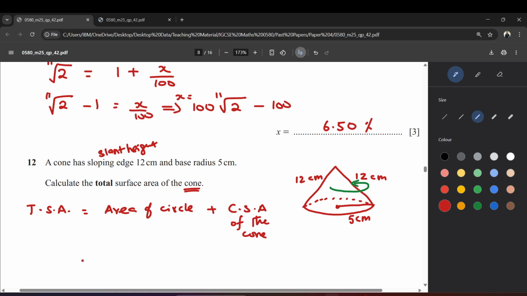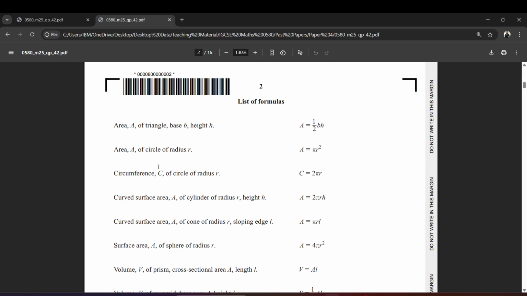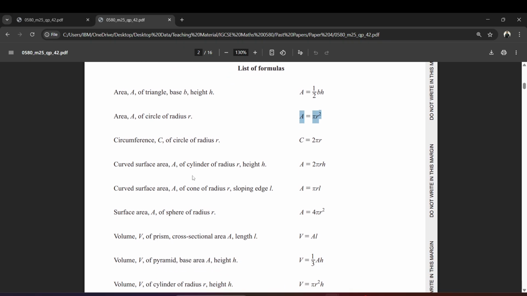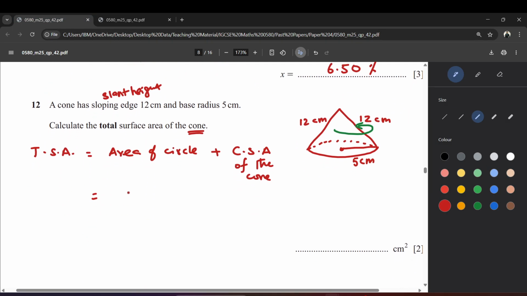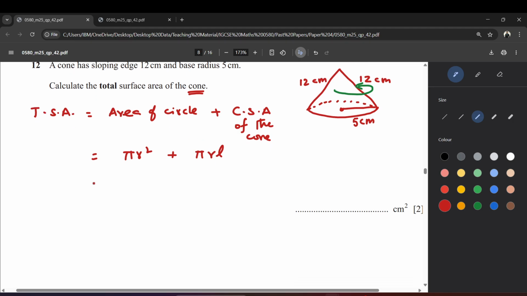Now both of these formulas are given to you in the formula sheet. So this is the area of a circle, which is pi r squared, and the curved surface area of a cone is pi r L. If you know them yourself, that's even better. But in case you get stuck on any of the formulas, the formula sheet is already given to you. Okay, so pi r squared plus pi r L.